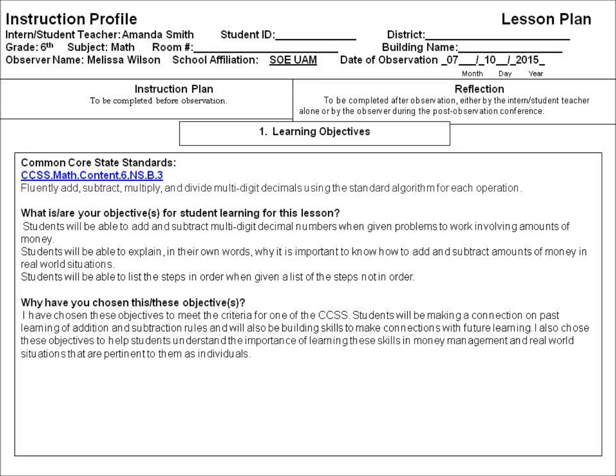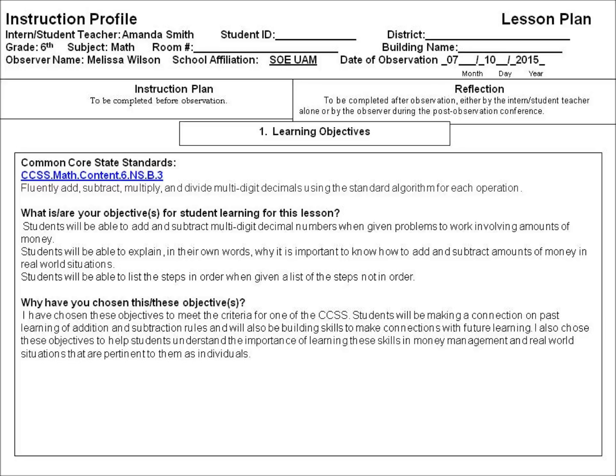subtracting multi-digit numbers. I've chosen these objectives for one reason, to meet the criteria for the Common Core State Standard. I also chose these objectives so students will make a connection to their past learning of addition and subtraction, their rules, and will also be building skills to make connections for future learning. Another reason I chose these objectives is to help students understand the importance of learning these skills in money management and real-world situations that are pertinent to them as individuals.